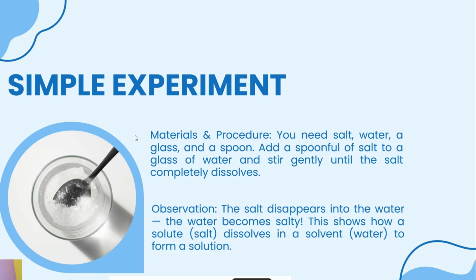Simple experiment. Materials and procedure. You need salt, water, a glass and a spoon. Add a spoonful of salt to a glass of water and stir gently until the salt completely dissolves. Observation: the salt disappears into the water. The water becomes salty. This shows how a solute dissolves in a solvent to form a solution.